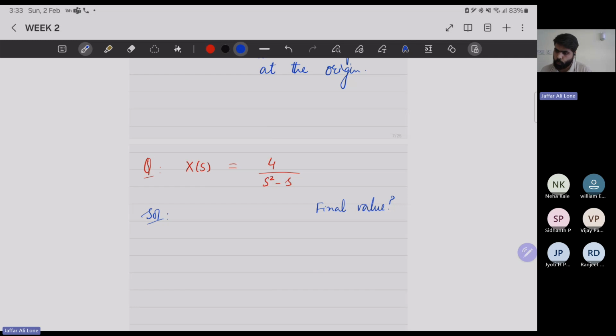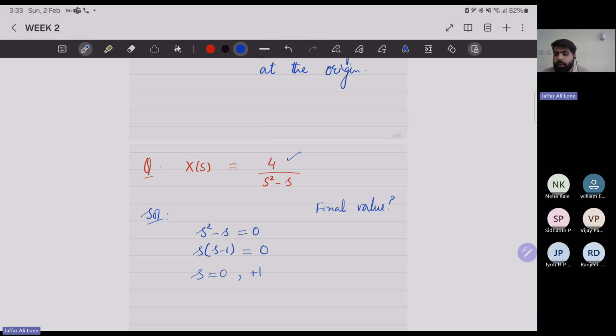First, we'll check whether we can apply the final value theorem or not. The degree of numerator is less than the degree of denominator, so it's a proper function. Second, we'll check the poles. We have s square minus s equal to 0, which is s into s minus 1 equal to 0. The poles are s equal to 0 and s equal to plus 1. So what does it mean? It means that we have one pole in the right half plane.